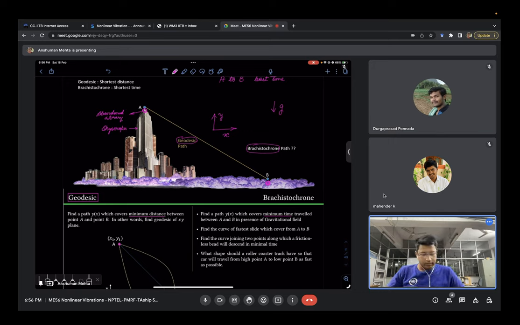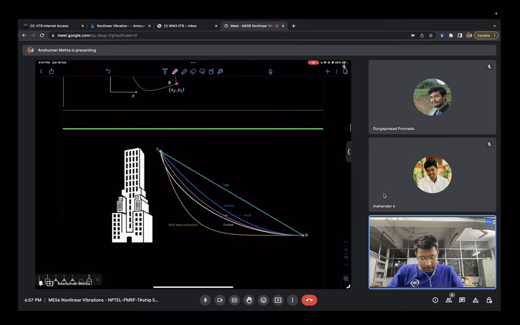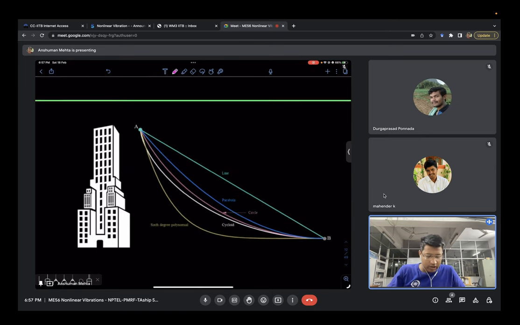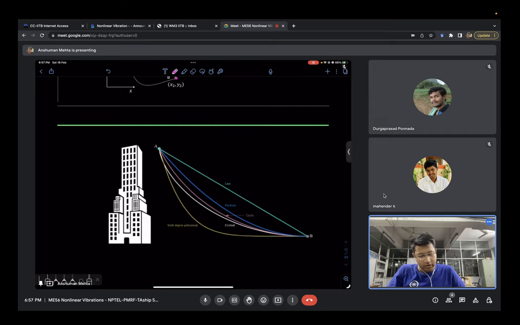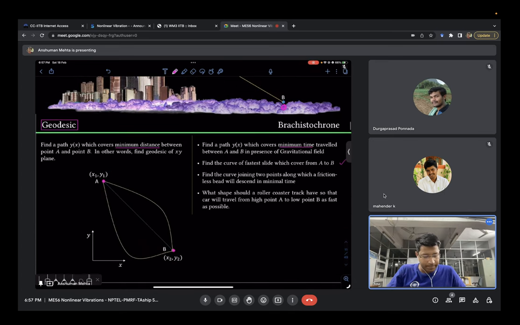We can also reframe this question in different ways. First is find the curve of fastest slide. If you have a slide, you need to find the equation of that slide. It can be a straight line, a circular path, a parabola, a cycloid, or a sixth degree or nth degree polynomial. We need to find the minimum path, minimum time.